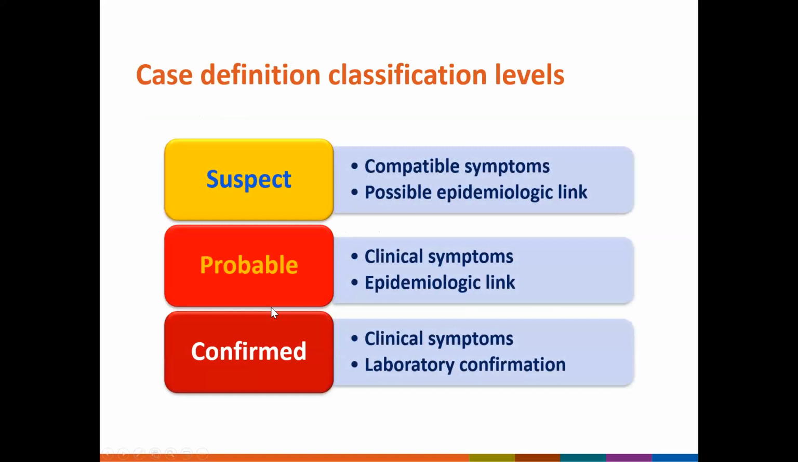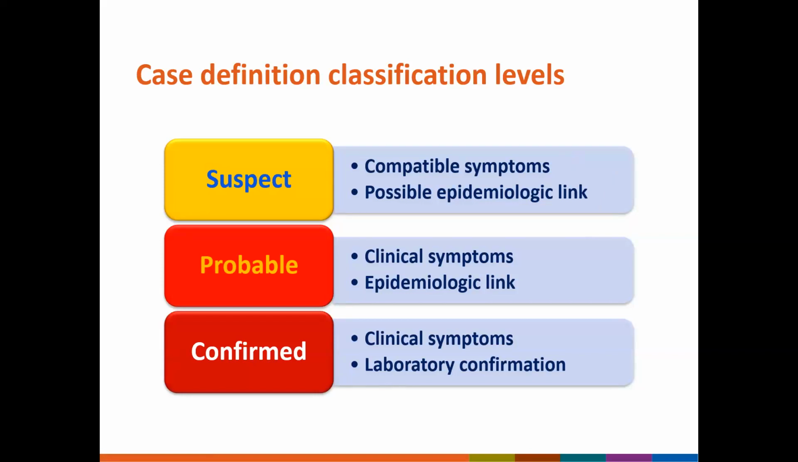So when you have a case definition, we usually use 3 case definitions in any outbreak, whether it is a community or a hospital outbreak. That includes a suspected case, a probable case, and a confirmed case. A suspected case is nothing but a person with compatible symptoms with a possible epidemiological link. There might be an epidemiological link or there might not be.